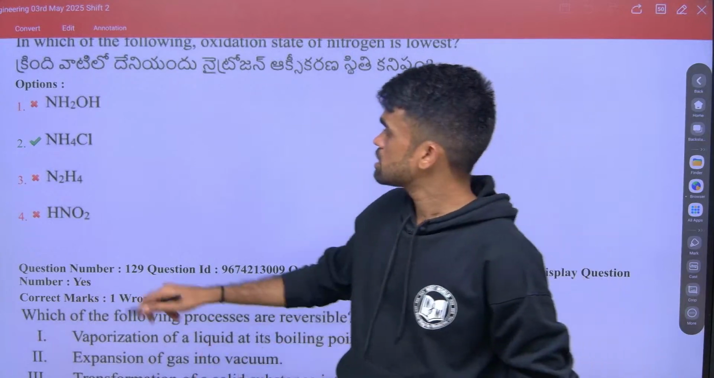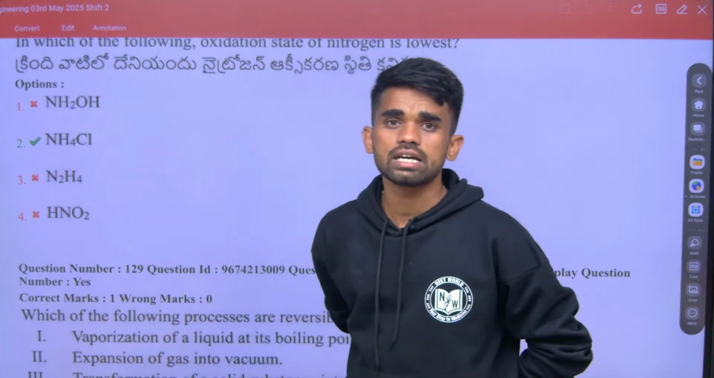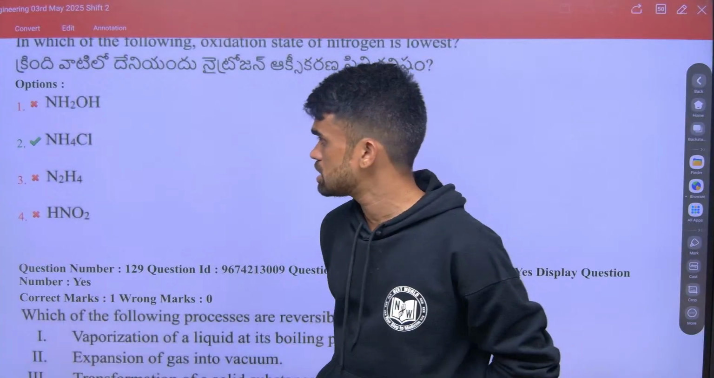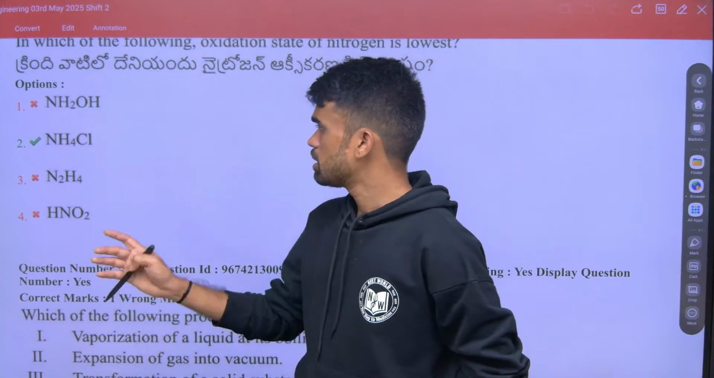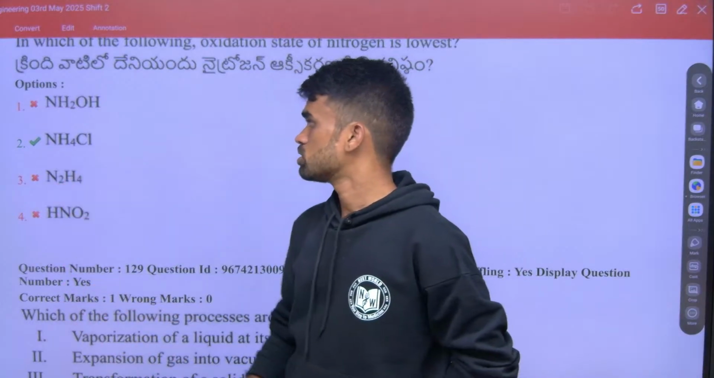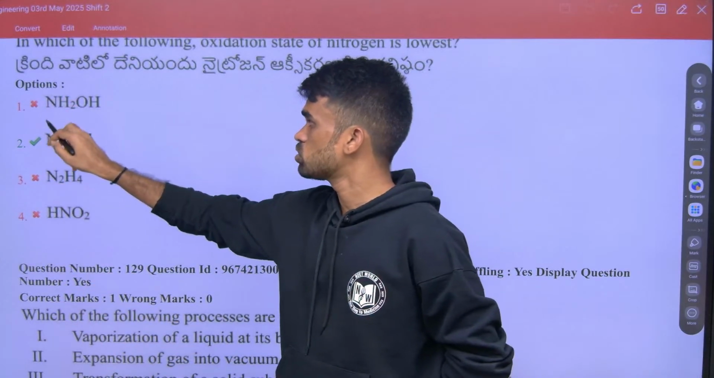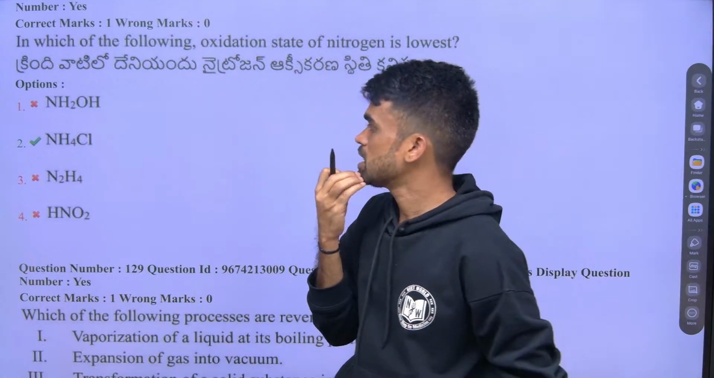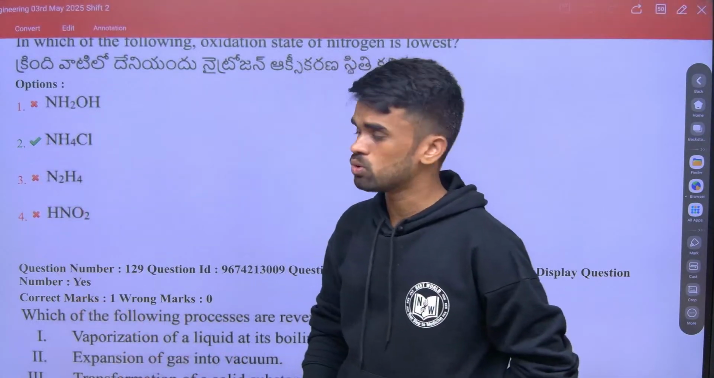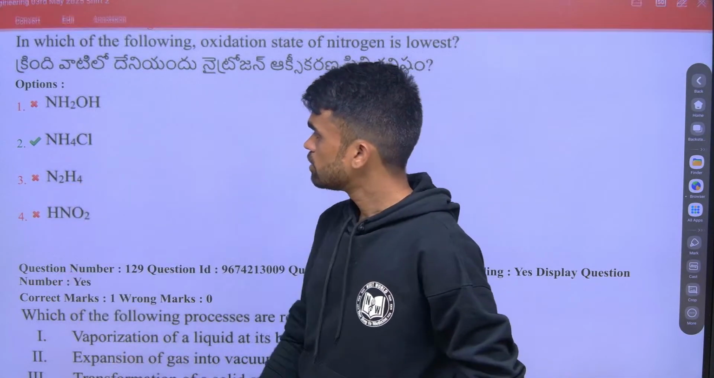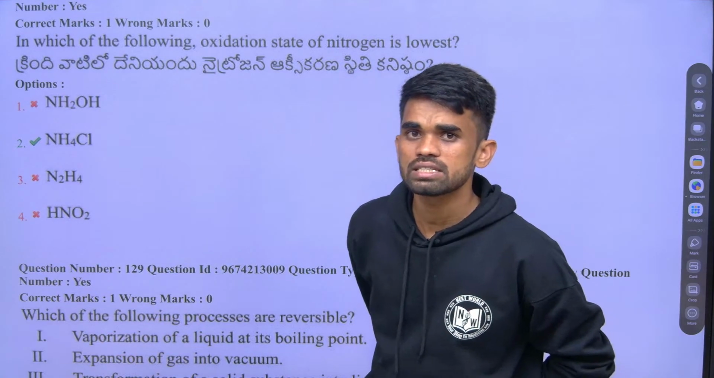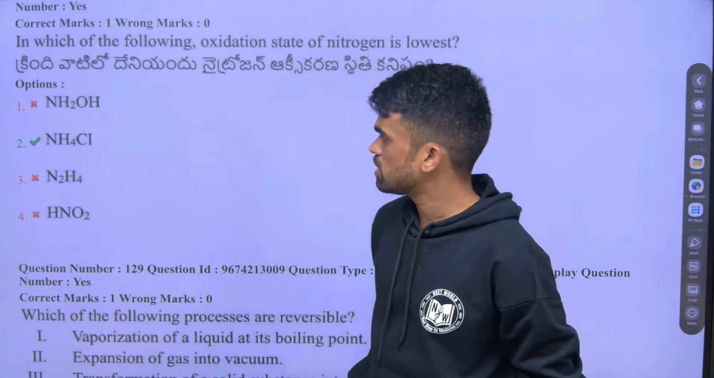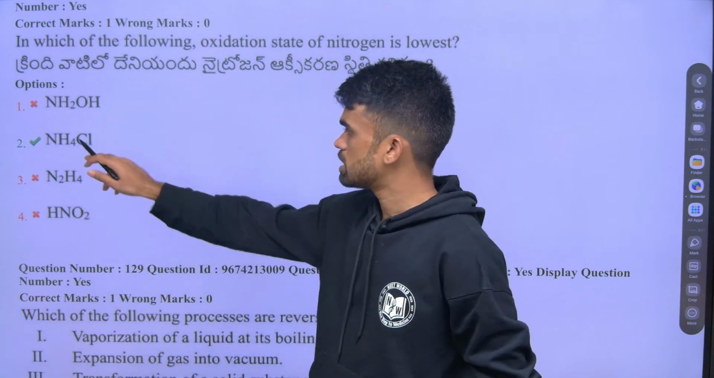In the second case, there are 4 hydrogens, so +4 for hydrogens, and chlorine is -1, and the remaining -3 will be on the nitrogen. It means in the first case it is -2, in the second case it is -3. So this is the least value out of the first and second. In the third, 2 nitrogens and 4 hydrogens are there, so -2 for each nitrogen. So this is also lesser than the second.